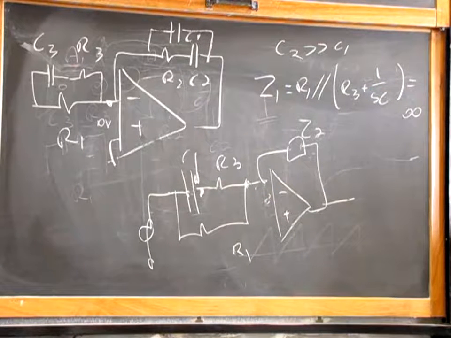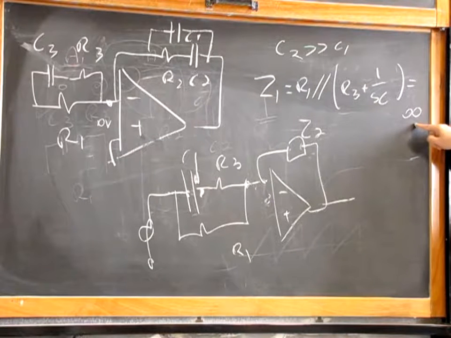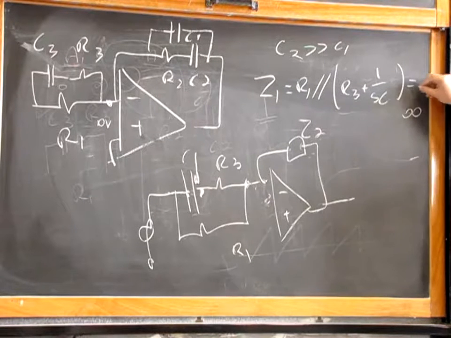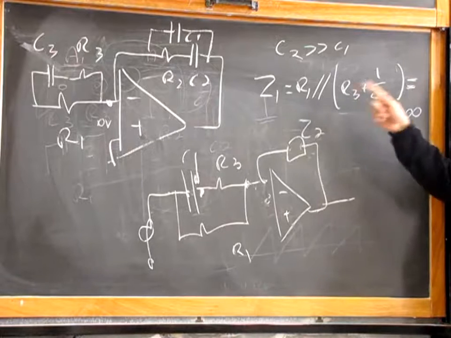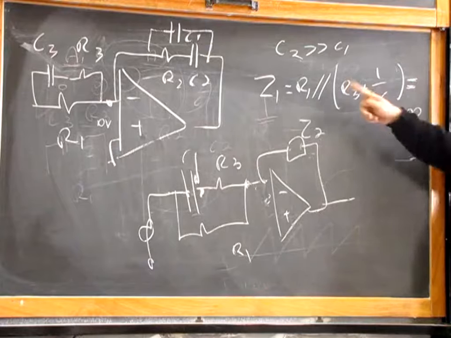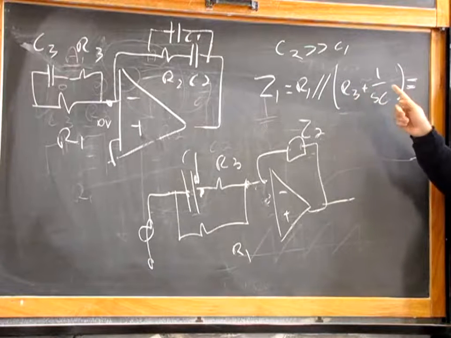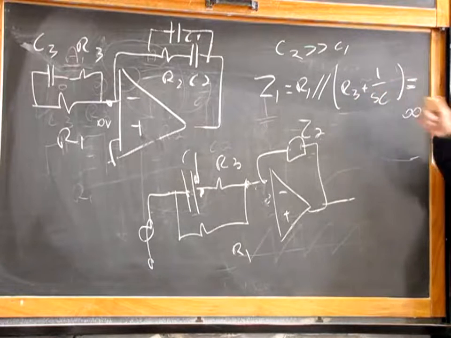No mathematicians? So I can write equal infinity. That is just awful, because infinity is not allowed. So you solve this expression, you find out what is the S value that makes this expression infinity, and you get the zero.